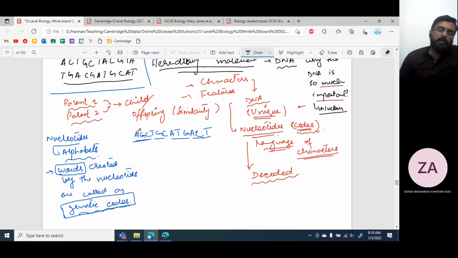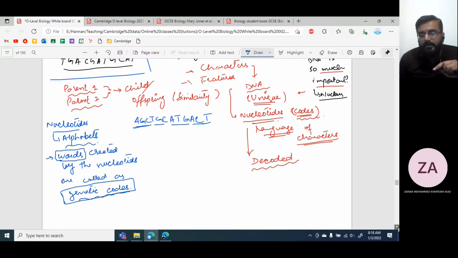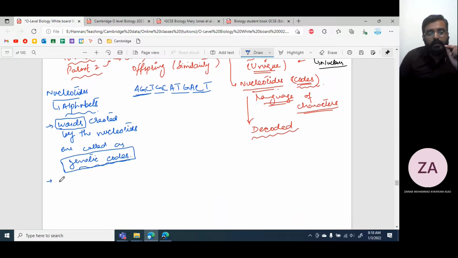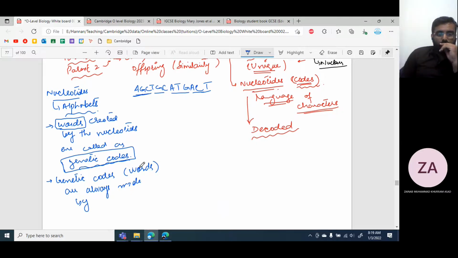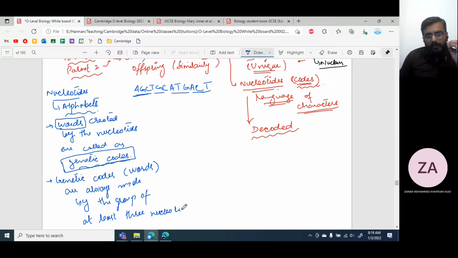Sorry, first you have to understand another rule about the genetic code. The genetic codes, I should be mentioning words here in bracket, genetic codes or words are always made by a group of at least three nucleotides, three nucleotides or alphabets.